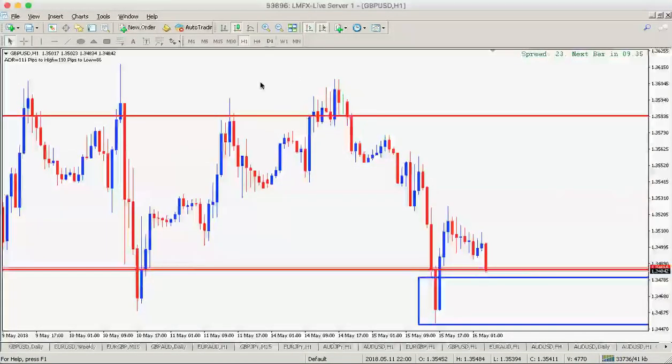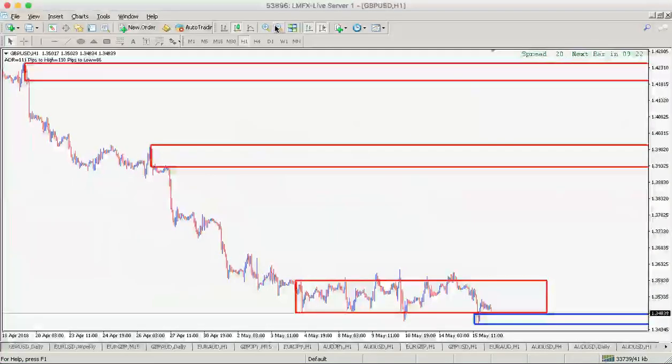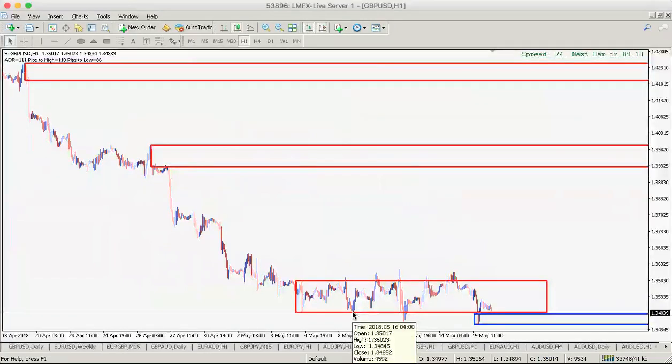So that's how you would have that on pound USD. On this one, I think I'm still currently in this one. I think right now where price is at is right around where my entry is. And I think I got in at the 1.34820. So I got in just below where price is at.